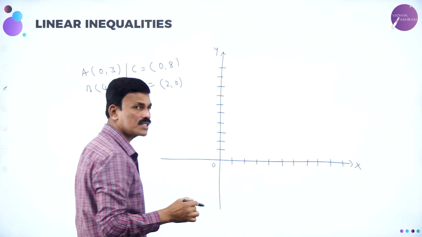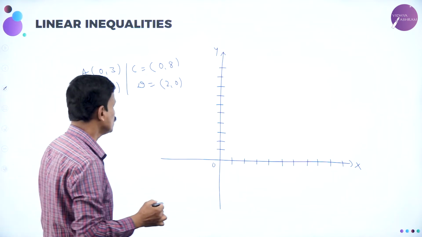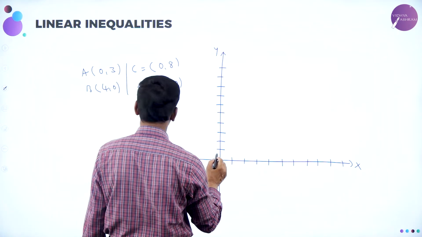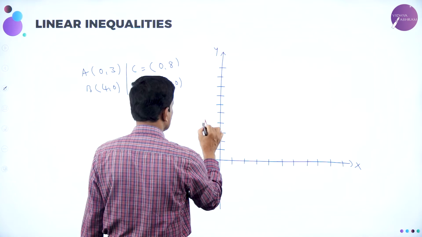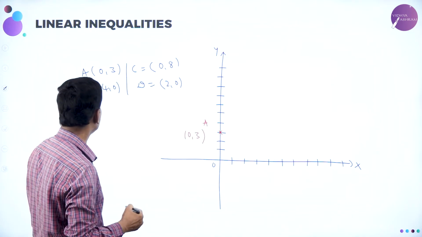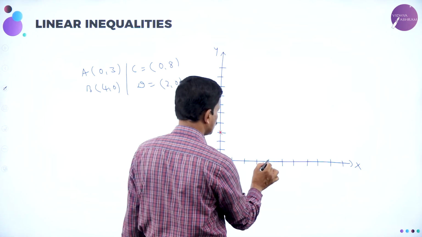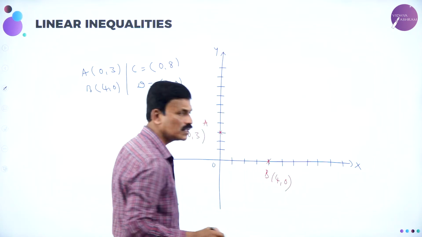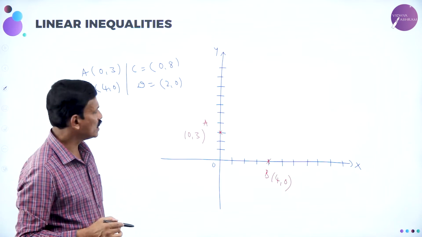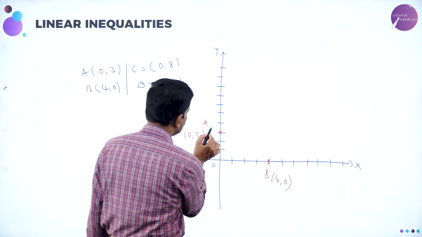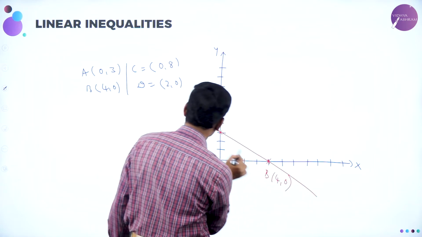What is the first point? A (0, 3). Now, let us take A, x is 0, y is 3, 1, 2, 3. This is A (0, 3). Another point B, what is B? (4, 0). X is 4, 1, 2, 3, 4, (4, 0). Now, just draw a straight line from A to B. Just draw a line, that is a solid line. So, AB, a solid line is drawn like this.